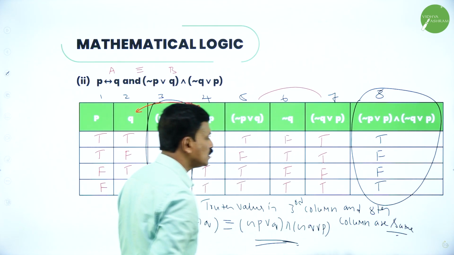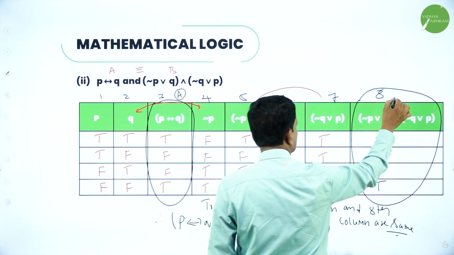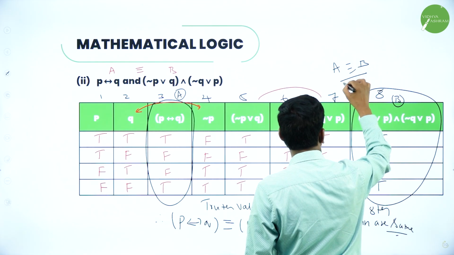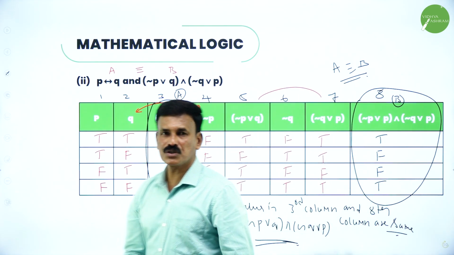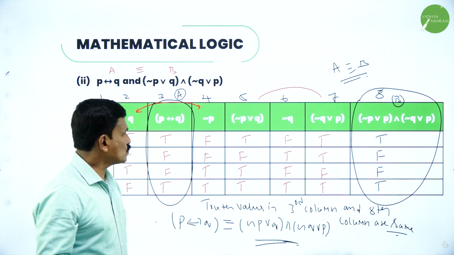They are logically equivalent. Suppose I call this A and this B, then A is logically equivalent to B. That's it. This is how we are going to verify. Very important for 5 marks. Now, move on to the next question.